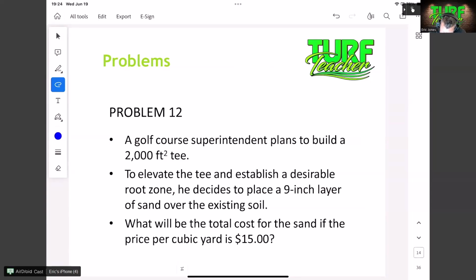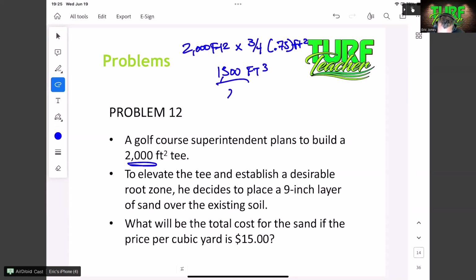So we have a 2,000 square foot tee, times 3/4, 0.75 feet. Getting that into cubic feet, I have 1,500 cubic feet. Divide by the 27. We got 55.6 cubic yards.